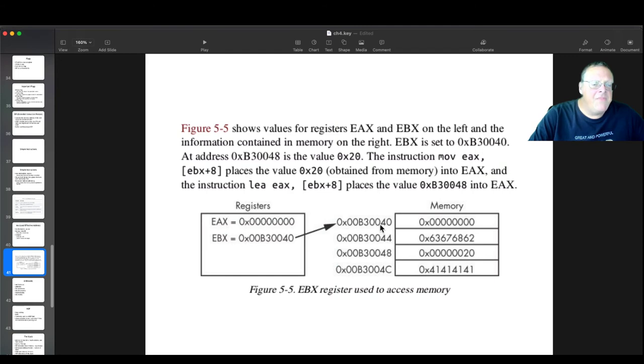And in B30040, I have zero stored there. So at address 48, I've got 20. So if you were to do this command, load effective address EBX plus 8, it would take EBX, add 8, and it would put B30048 in EAX. But if you did a move EAX, EBX plus 8, it would take EBX, add 8, find this memory location, and put 20 in EAX. So they look similar, but they have different results.